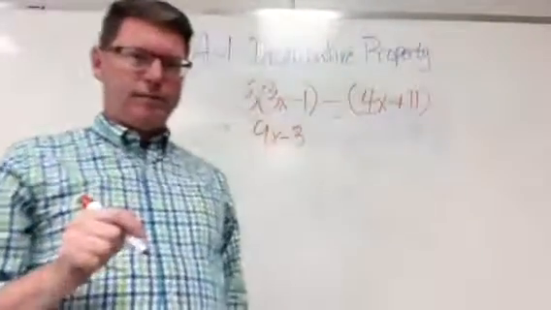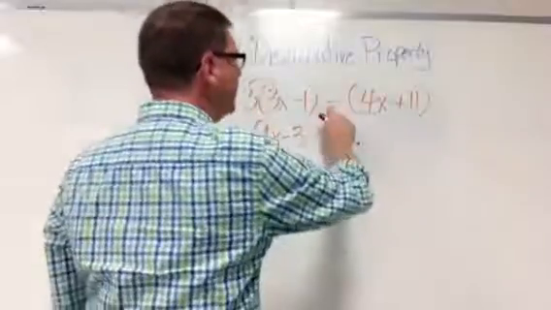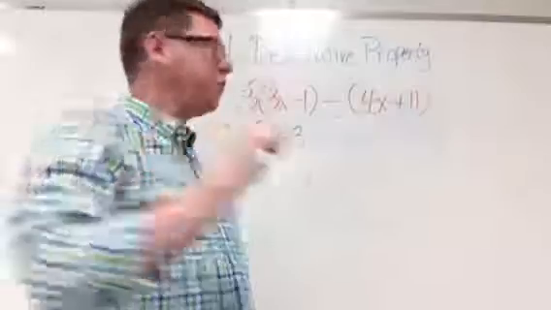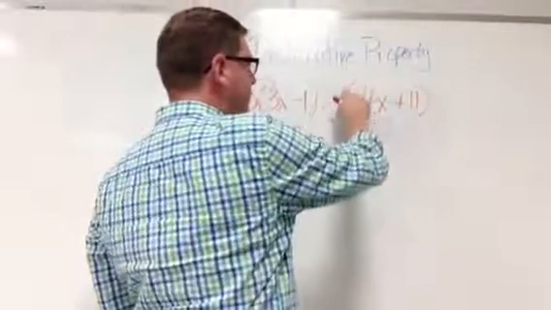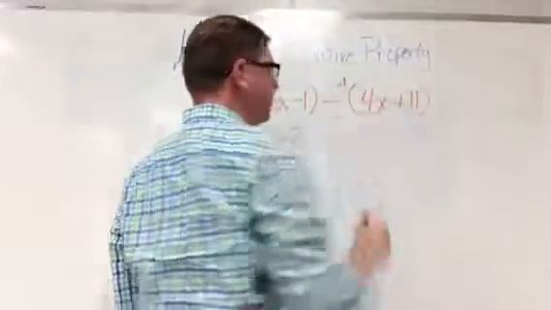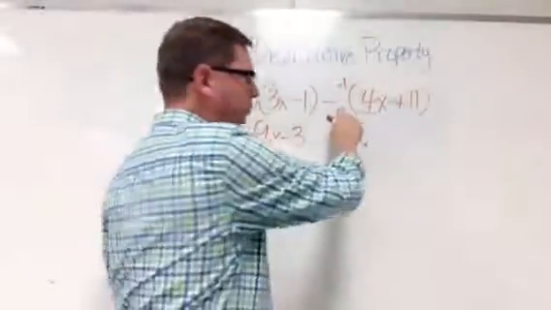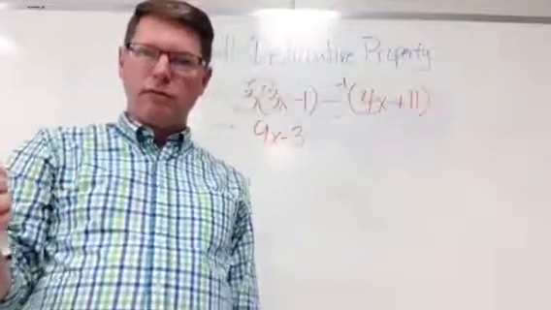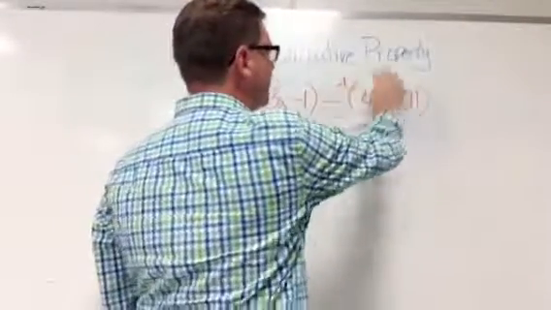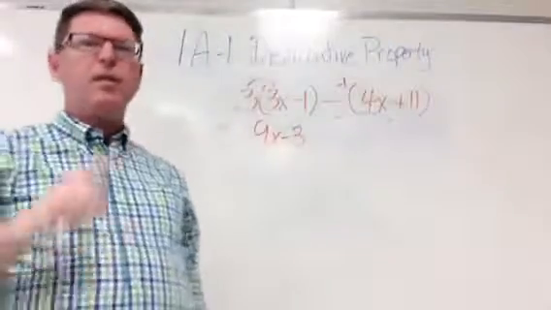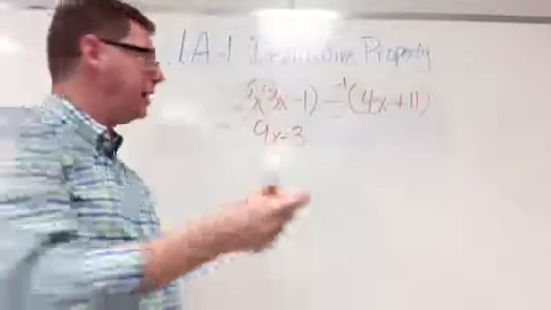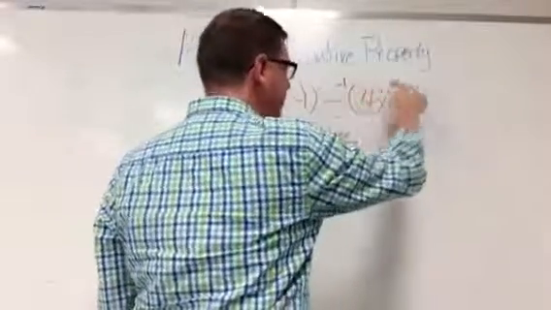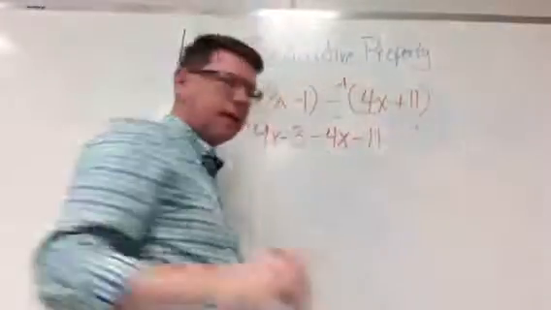Now here's where it gets tricky. Okay? I have minus everything inside the parentheses. So there's 2 ways to look at that. One way to look at that is take that minus and put a 1 right here. So I actually have a negative 1 in front of this parentheses. Okay? Because there's not a number there, I know it's understood to be a 1. So this would be negative 1 times everything inside the parentheses. Or you can just say minus 4x minus 11. That's the same thing.